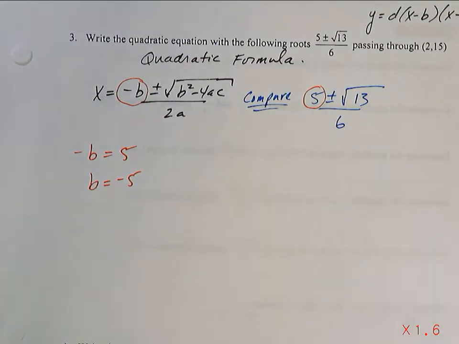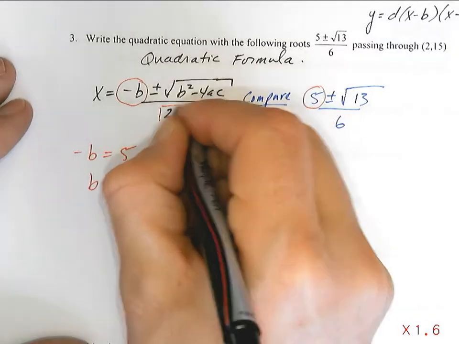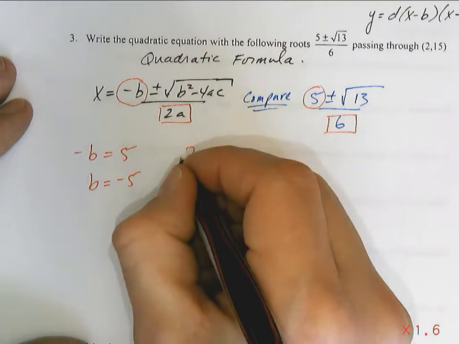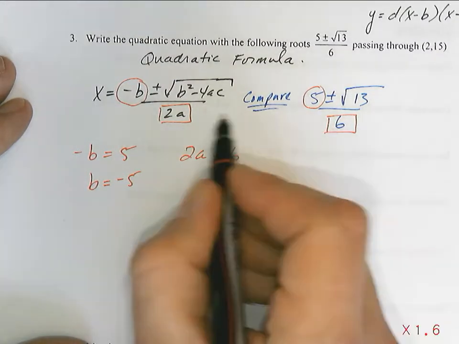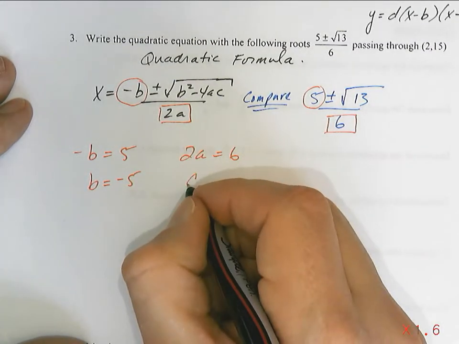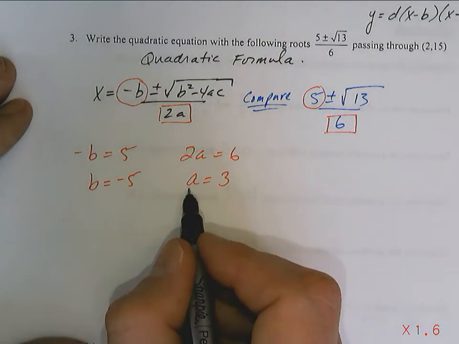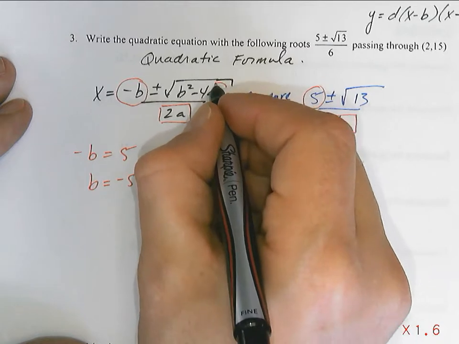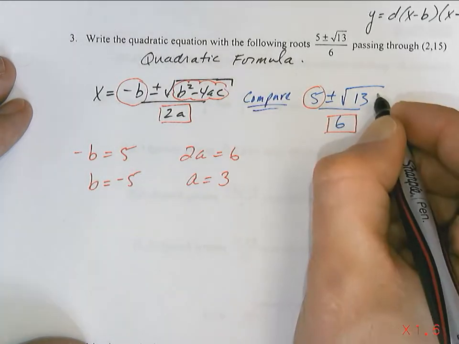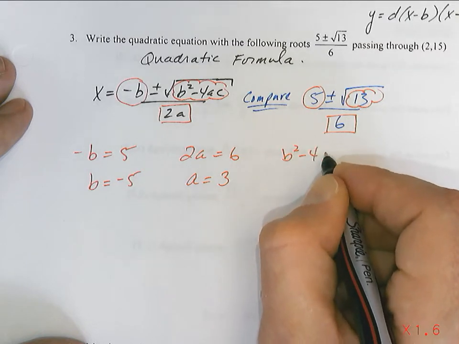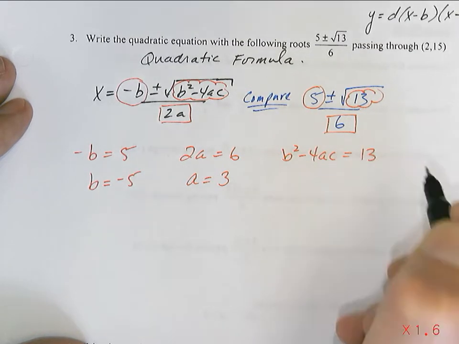Okay, so what's the next thing that I'm going to compare? The next easiest one, I think, is this one. 2a must equal 6. They're in the same spot, right? So that means that a must equal 3. Okay, so I've got b, I've got a. And the last one to compare, really, is what we call the discriminant. So you've got b squared minus 4ac equals 13.